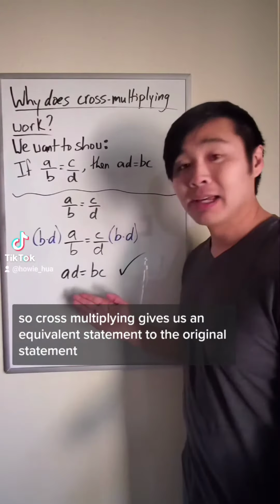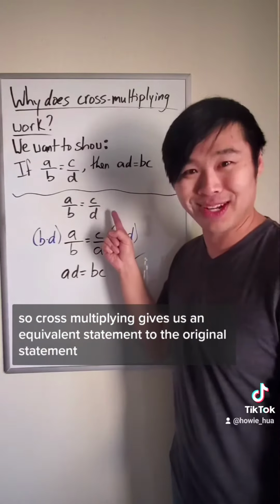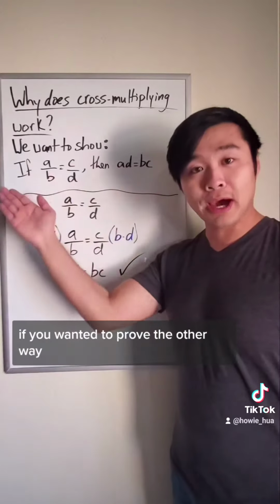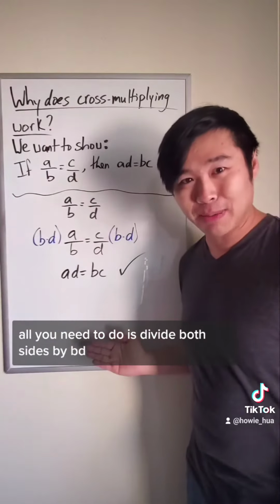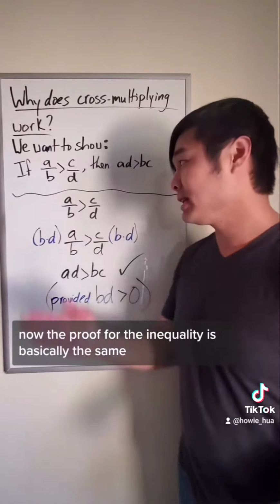So cross-multiplying gives us an equivalent statement to the original statement. And by the way, if you wanted to prove the other way, all you need to do is divide both sides by BD. Now the proof for the inequality is basically the same.